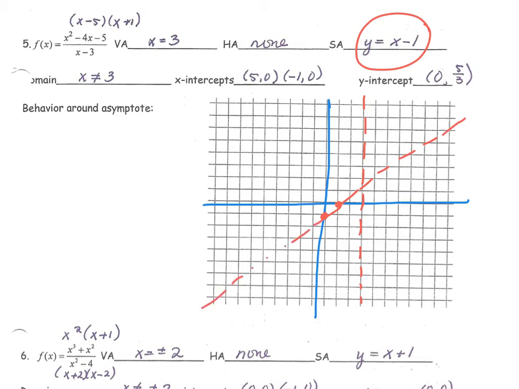Okay, now I have x-intercepts at (5, 0), (negative 1, 0), and then a y-intercept at 1 2/3, about there. Now keep in mind, these dots on this slant asymptote are not part of the graph. They just helped me get the line in place. Now if I look, you can kind of see what's happening. I can see that this one is going to swoop in like this, and that this one's going to swoop in like this.